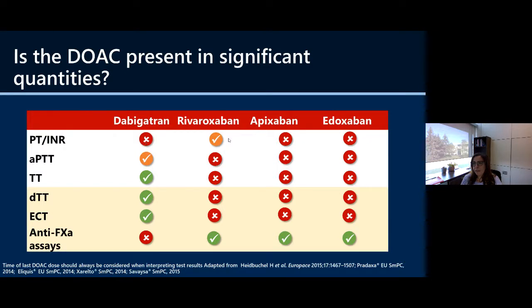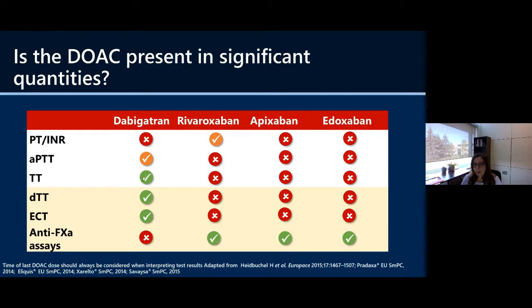For example, for rivaroxaban, I put an orange check mark for INR and PT. That's because some assays can detect some level of rivaroxaban, but it is not very sensitive. So you are not reassured necessarily by a normal PT or INR if someone has taken rivaroxaban. Same thing for the PTT in someone who's taken dabigatran. Most assays are sensitive to some level of dabigatran, but there may be assays for which there's just low sensitivity and you're not reassured. So this can actually be really tricky.